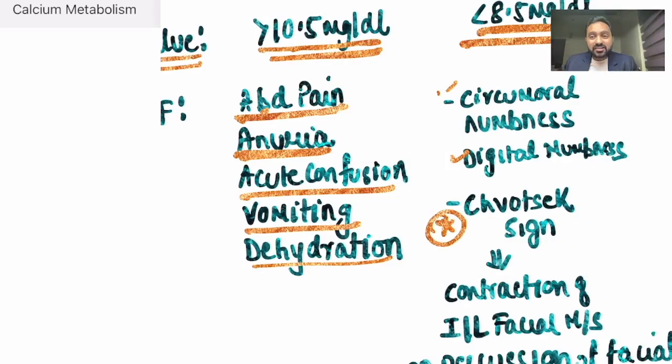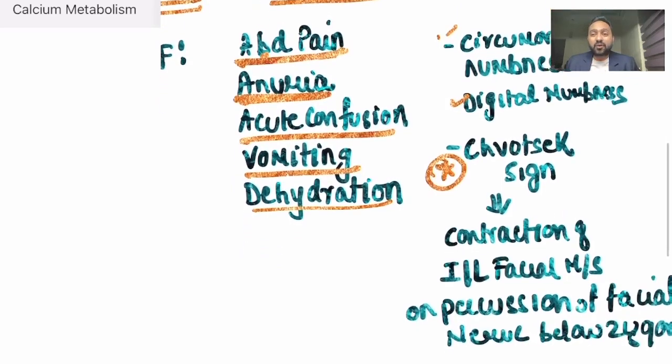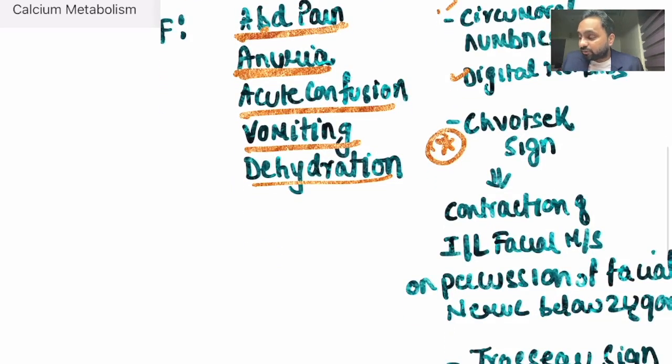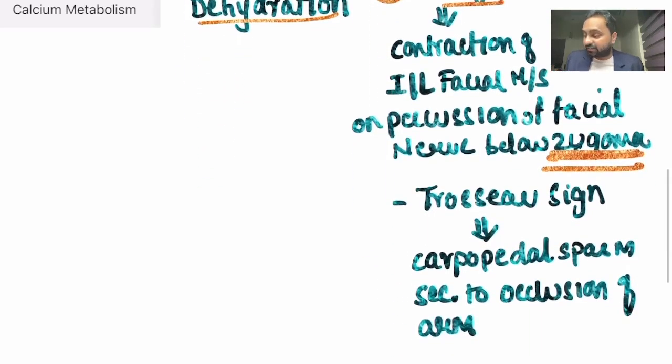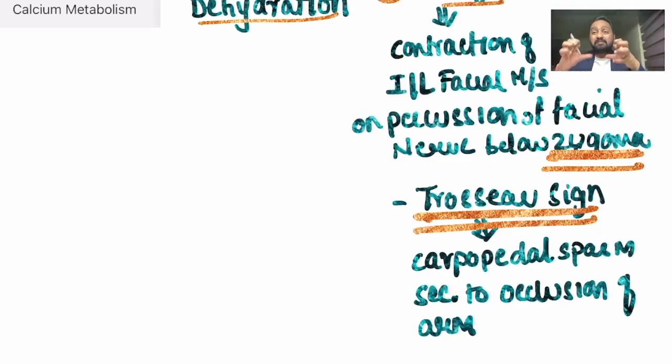Now in such cases, you might be able to see the following signs. One is the Schwarzschild sign, where there's a contraction of the ipsilateral facial muscle on percussion of the facial nerve below the zygoma. And then there's another sign which is known as the Trousseau sign. What happens here is that there's a carpopedal spasm when there is an occlusion of the arm, right?